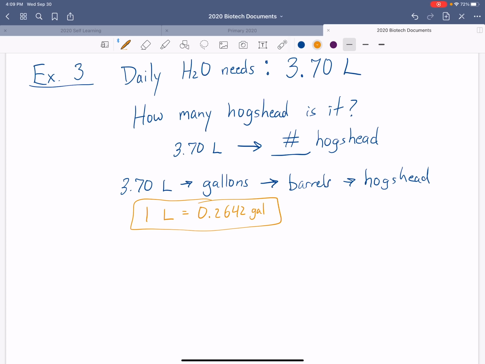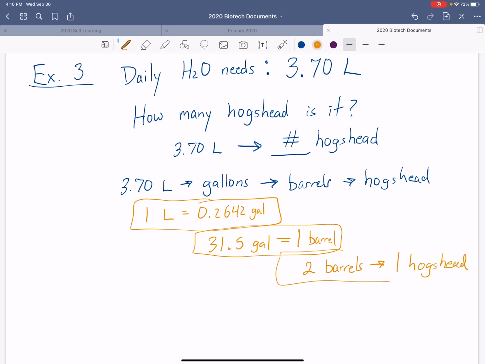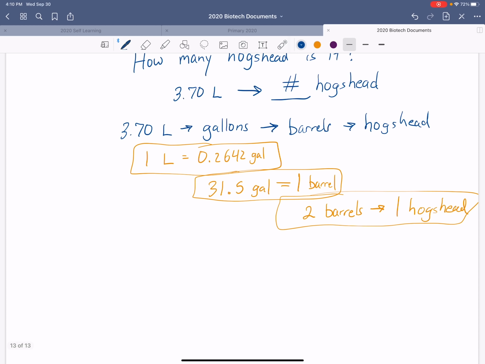That's one equality. And then from gallons, I can go 31.5 gallons is equal to 1 barrel. That's our second equality. Now our final equality is from barrels to hogshead. 2 barrels goes to 1 hogshead. Okay, there's all 3 of our equalities that we're going to need to actually make this conversion happen. Our t-table is going to have to be a little bit adjusted. For every one of these equalities that we're going to use, we're going to need to extend our t-table.